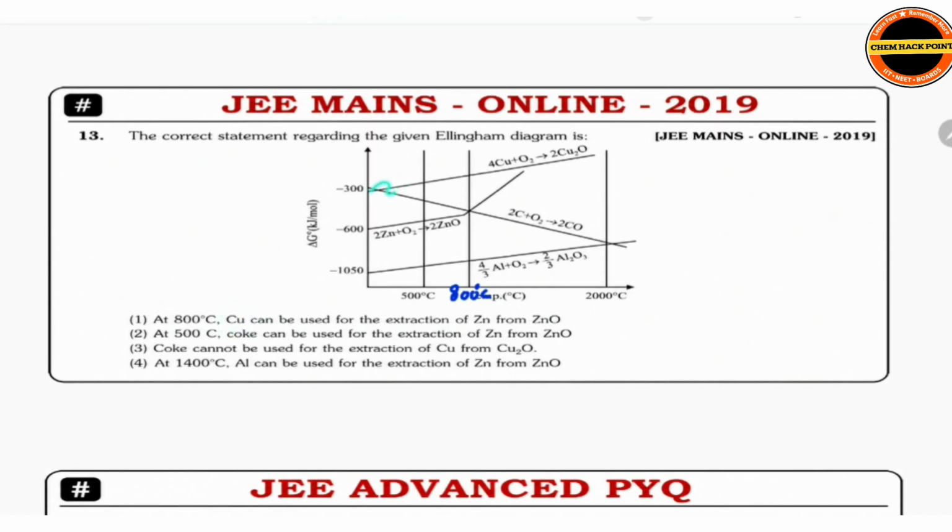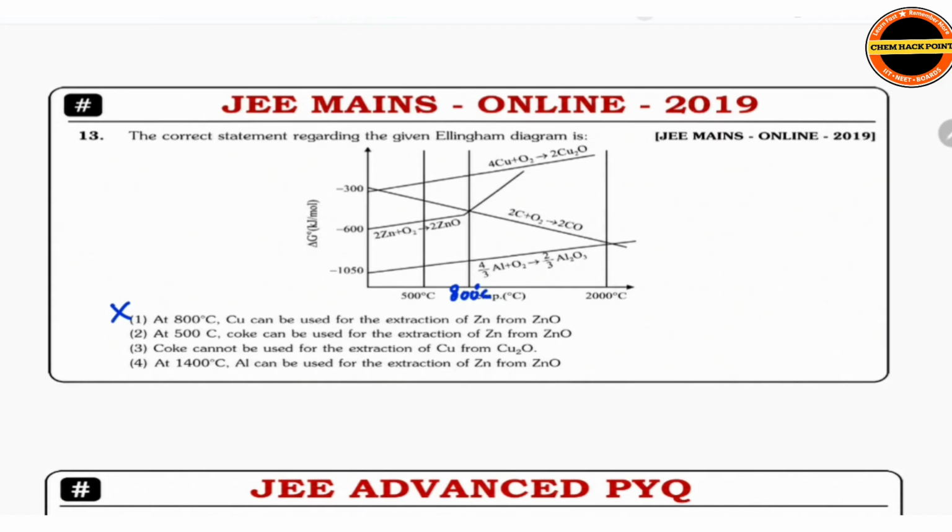So where is copper? Copper line is here. Zinc oxide line is here. In order to reduce zinc oxide by copper, the copper line should be below zinc oxide, but here the copper line is above zinc oxide. So this is not true. Next: at 500 degrees Celsius, coke can be used for the extraction of zinc from zinc oxide.